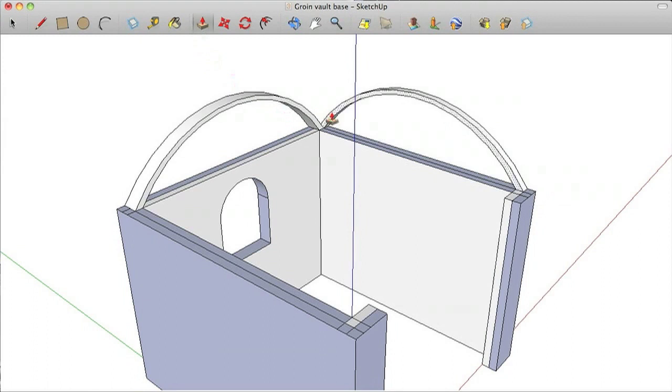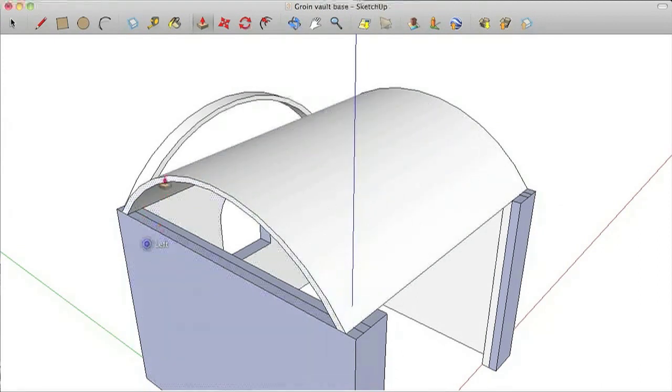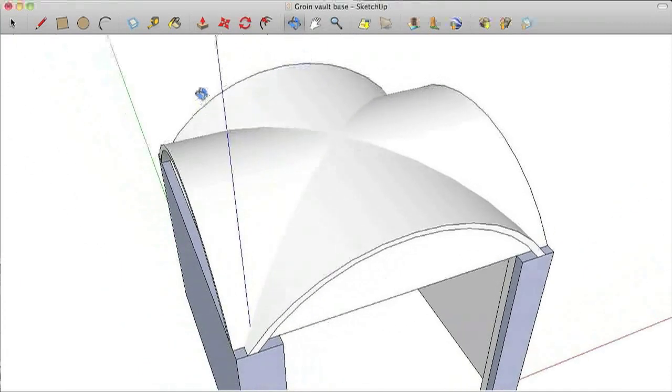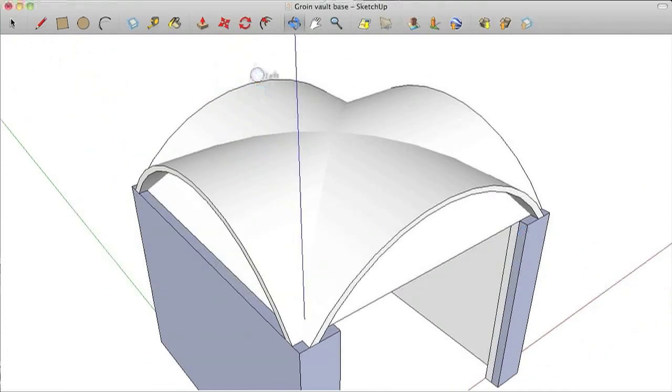Now we extrude each three-dimensional arch so that it becomes a barrel vault. And now you have a groin vault. This is one of the fundamental vault types of Romanesque architecture, and eventually leads to the quadripartite vault on which Gothic architecture is based.